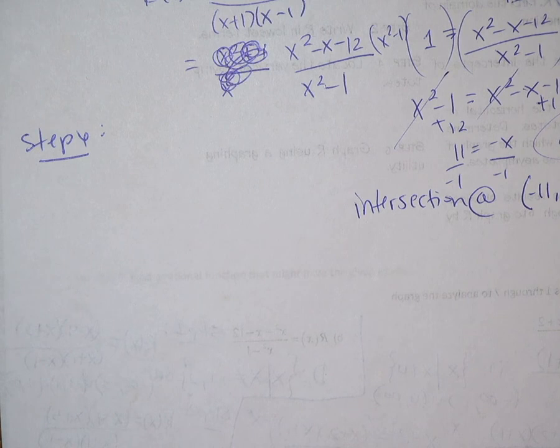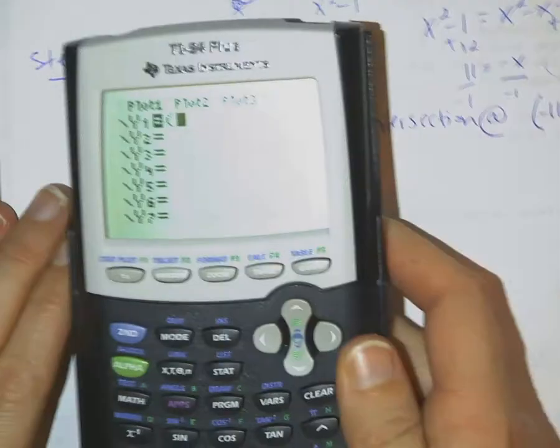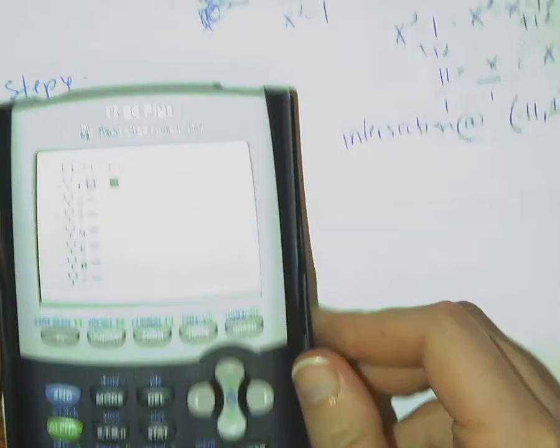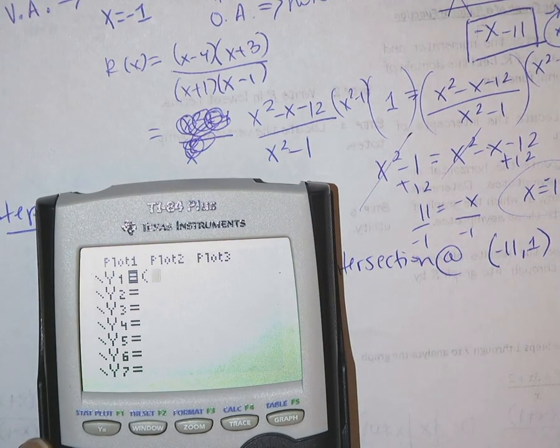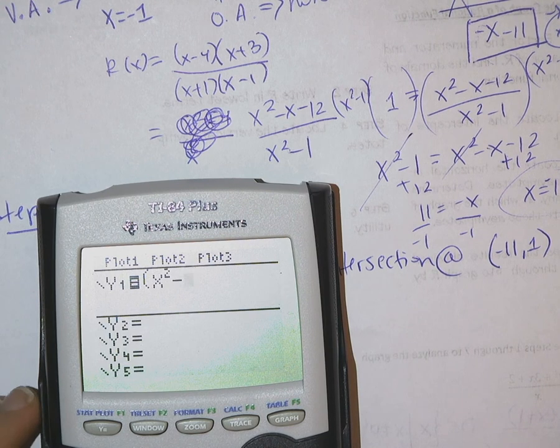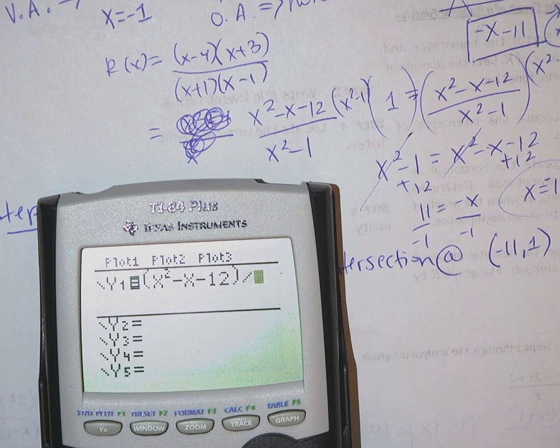So I'll take my graphing utility, clear out everything I have from before, and then graph my function. Remember, we want to use the original function in order to check our work. So we are going to want to graph x squared minus x minus 12 divided by x squared minus 1.